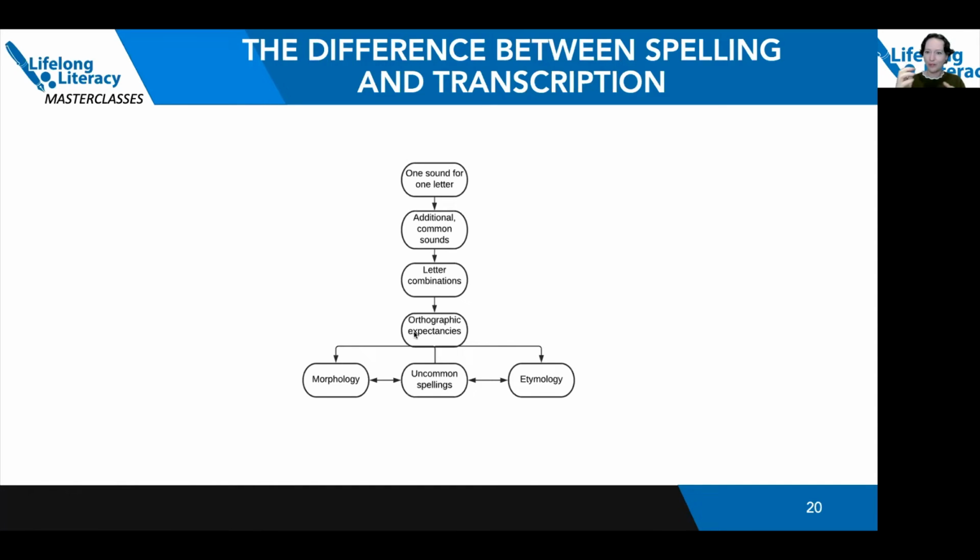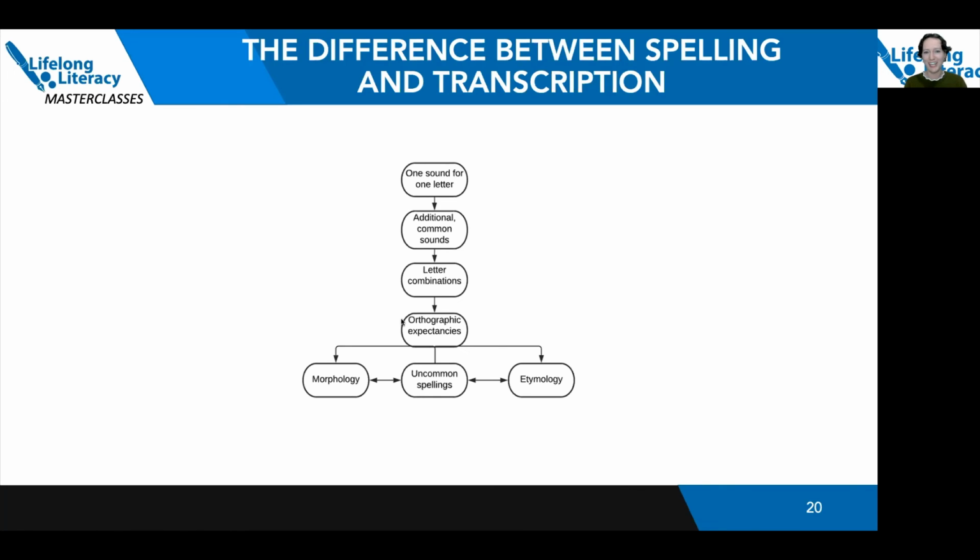And that's an area where the cognitive load can get really high, because with the orthography, you're incorporating things like etymology, where the word came from, uncommon spellings of words, morphology, and so on, and you're overlapping and going backwards and forwards with the effects of all of these factors on words. And that's a lot. But that is where, from the more advanced letter combinations, orthographic expectancies, and the other elements here, that's spelling, right? That is spelling. Transcription is these 3, you're transcribing sounds, but this area is spelling.